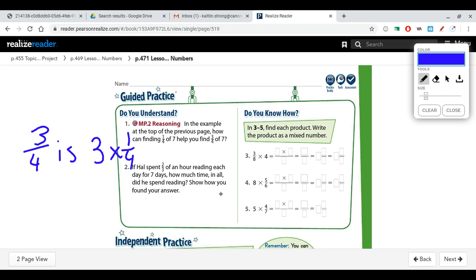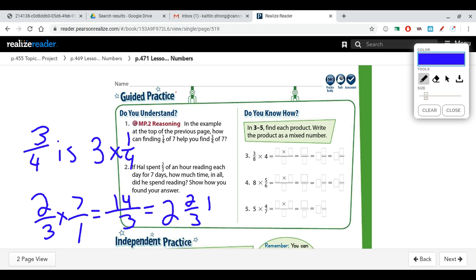Okay. Number 2, if Hal spent 2/3 of an hour reading each day for 7 days, how much time in all did he spend reading? Show how you found your answer. So set up a problem. We're going to do 2/3 times 7 over 1. And I have 14, because 2 times 7 is 14. 3 times 1 is going to be 3. 3 goes into 14 2 times with 2 left over. So he spent 2 2/3 hours reading.